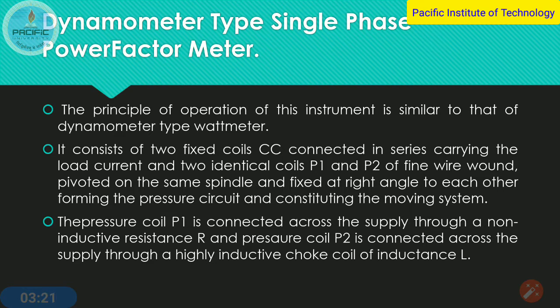The pressure coil P1 is connected across the supply through a non-inductive resistance R. And the pressure coil P2 is connected across the supply through a highly inductive choke coil of inductance L. Right? So remember, the current in pressure coil P1 is always in phase, and the current in pressure coil P2 is always out of phase by approximately 90 degrees.